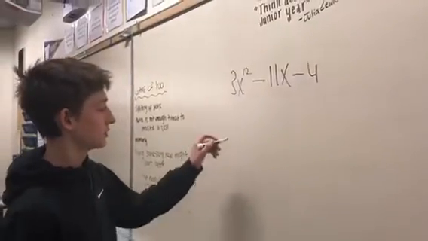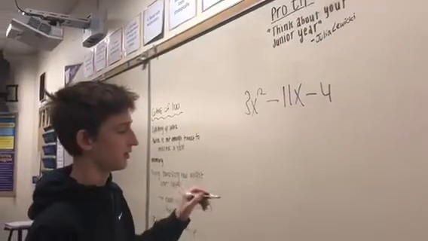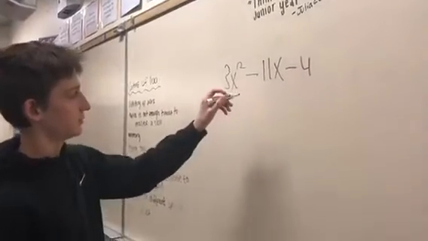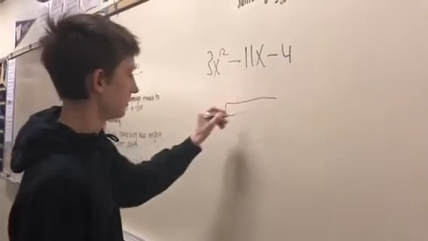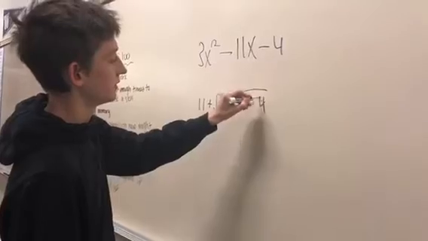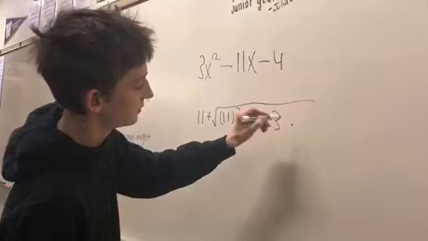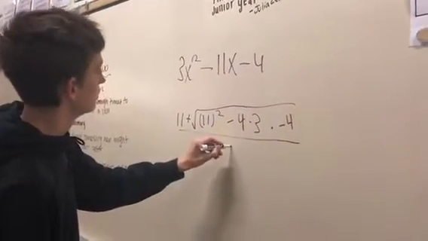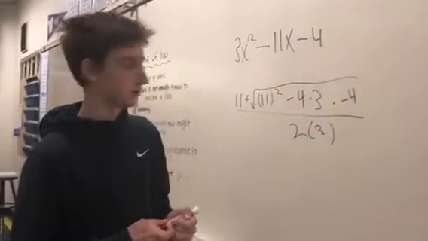So the quadratic formula is negative b plus or minus the square root of b squared minus 4 times a times c over 2a. So to do that, we'll do 11 plus the square root of 11 squared minus 4 times a, which would be 3, times c, which is negative 4, over 2a, which the a value is 3, and then you would plug that into your calculator to solve.